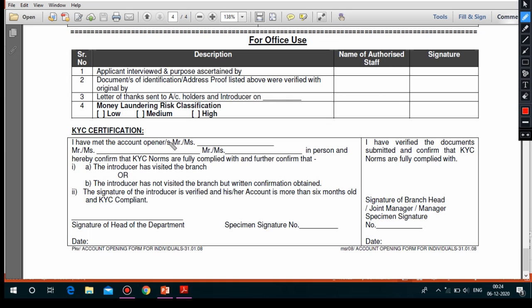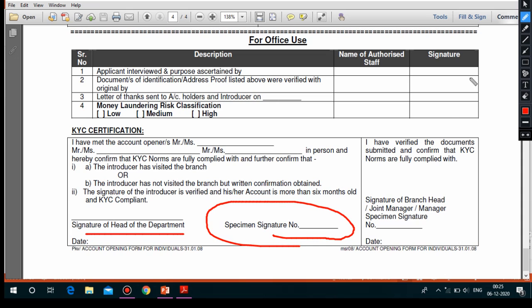Okay, so the KYC certificate is there, the signature of the head of the account, meaning the bank, and you have to sign your own signature. Okay, so without KYC you cannot operate any facilities of the bank. You cannot transfer money from one account to another account, and you cannot use your debit card if your KYC is not submitted properly.